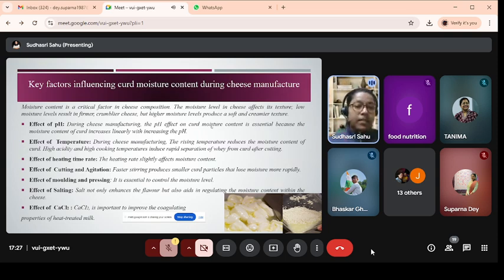And calcium chloride is more important. We do this type of research now. We do calcium chloride because calcium chloride is important during cheese making. We can add the calcium chloride with rennet and starter. Calcium chloride improves the coagulation time.